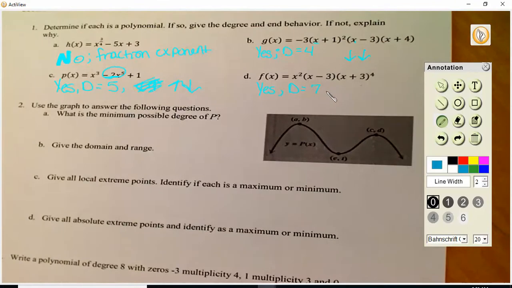D, what's the end behavior of this one? It's an odd, so it looks like a cube. There's not a negative, so it doesn't flip. So down, up. Evens look like parabolas, odds look like cubes, negatives flip.